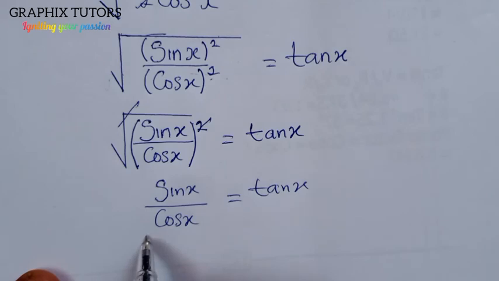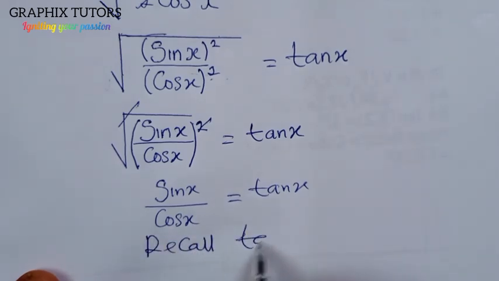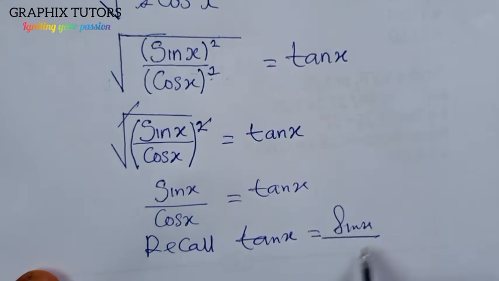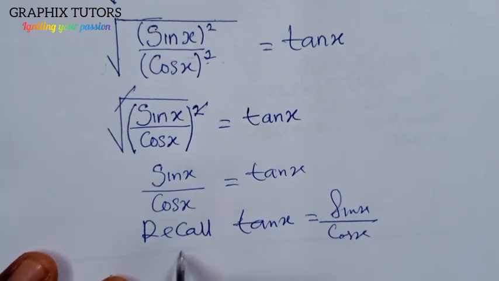So recall, tan x is equal to what? Sine x over what? Over cos x, right? So we say that my tan x is equal to what? Tan x.